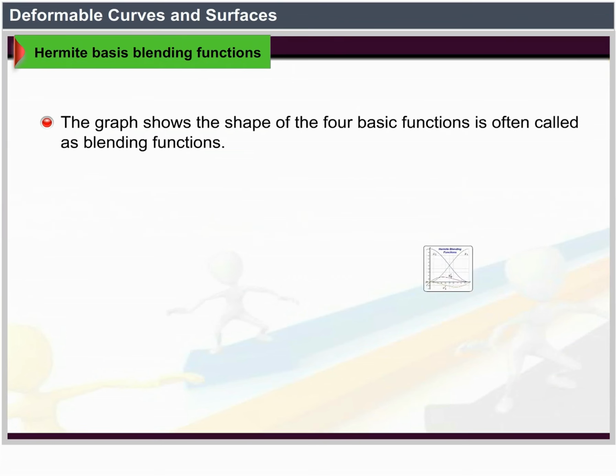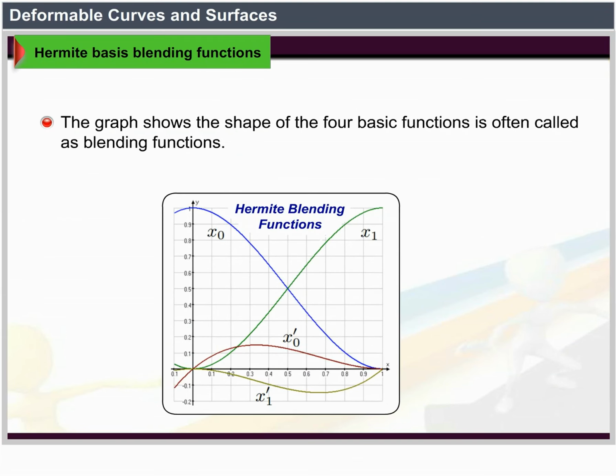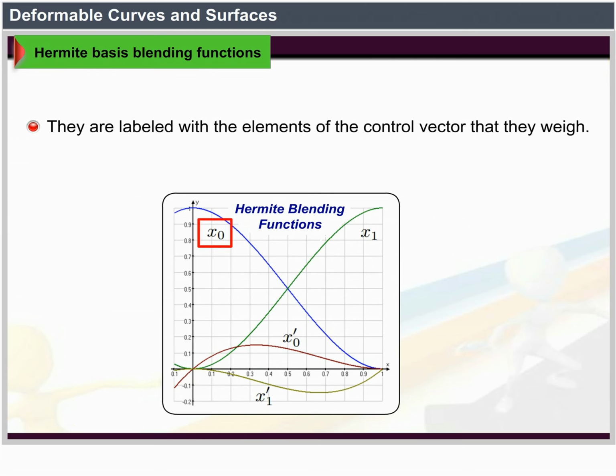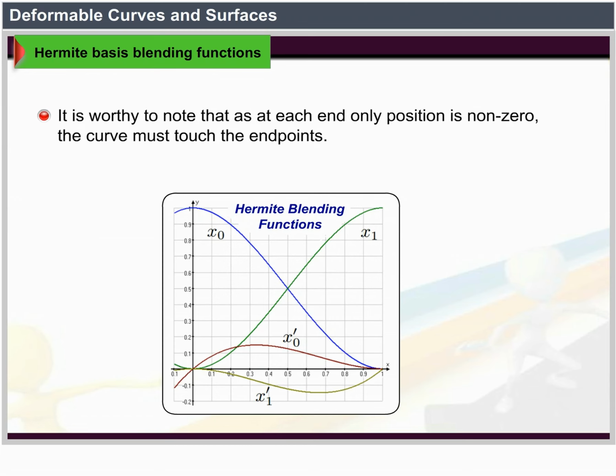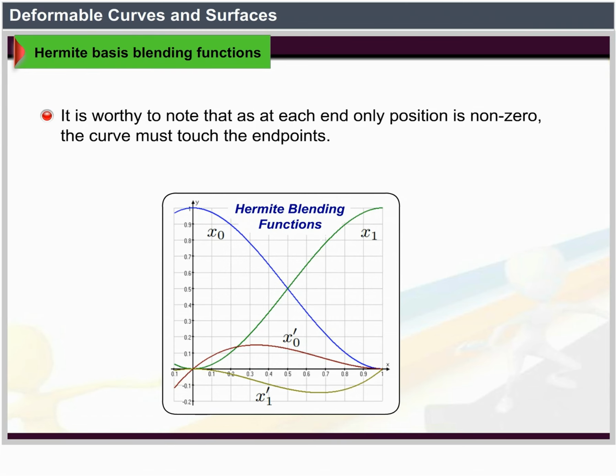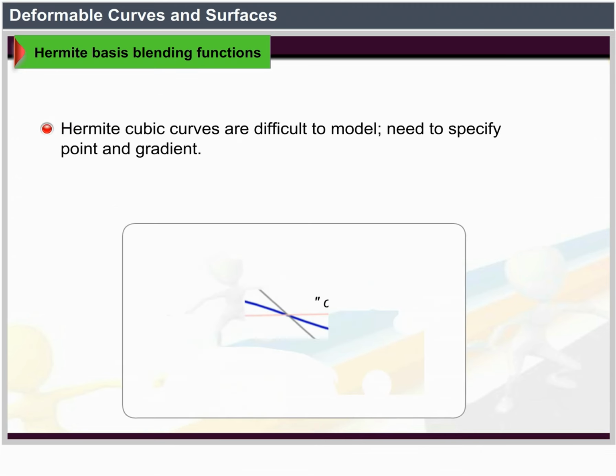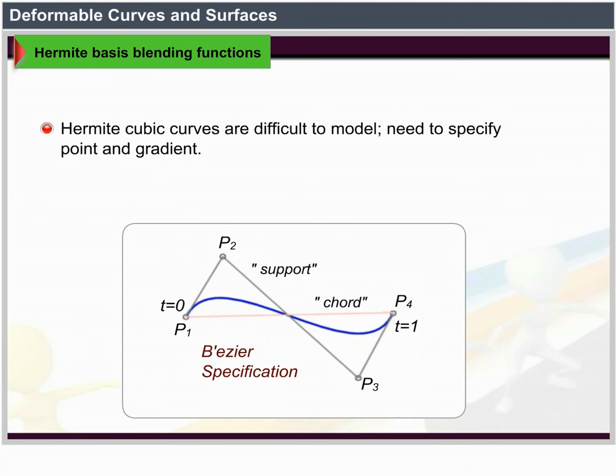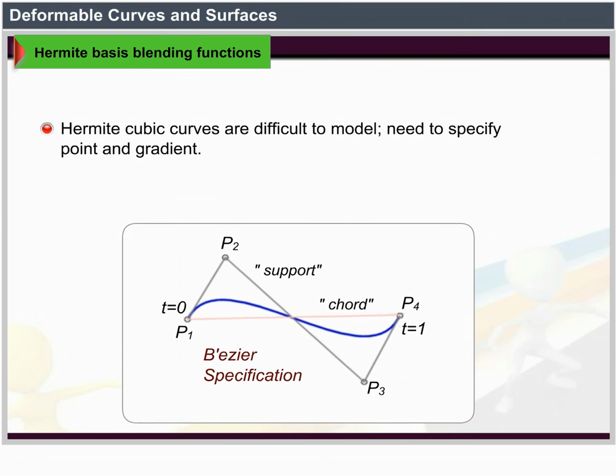The graph shows the shape of the 4 basis functions, often called blending functions. They are labeled with the elements of the control vector that they weight. Note that at each end only position is non-zero, so the curve must touch the endpoints. Hermite cubic curves are difficult to model. Need to specify point and gradient.